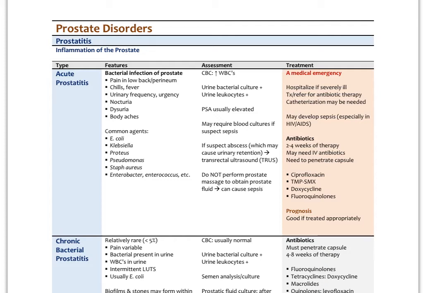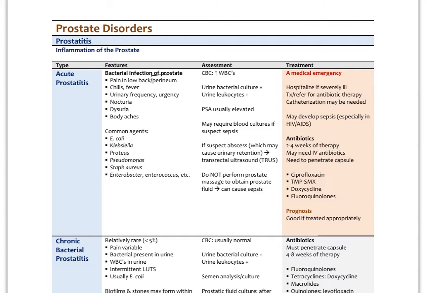So the next major set of conditions that involve the prostate would be prostatitis, and that's inflammation of the prostate. And that can be either acute or chronic. And the chronic can be either bacterial or abacterial, so it gets a little bit more complicated. So let me talk about acute prostatitis here first. This is a bacterial infection of the prostate.